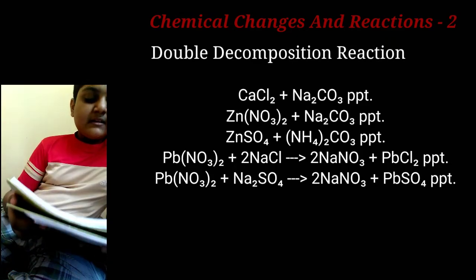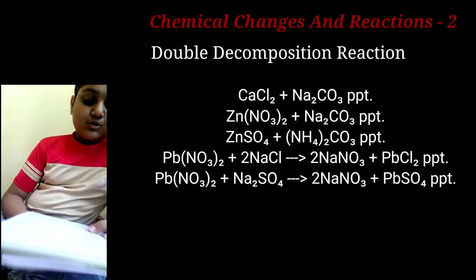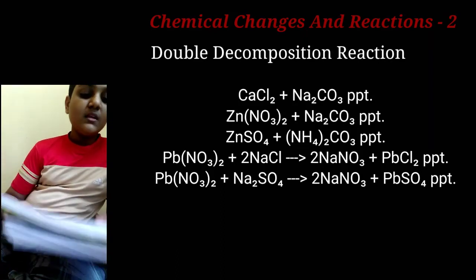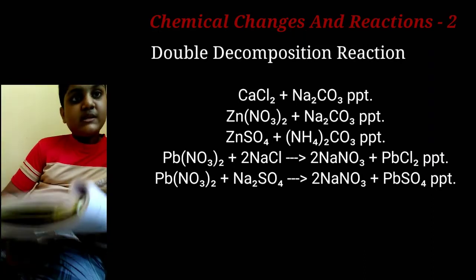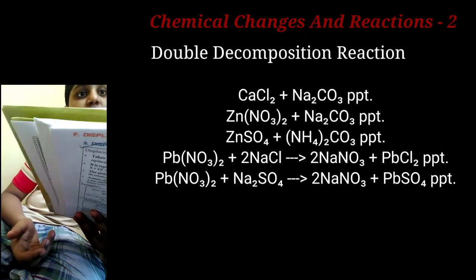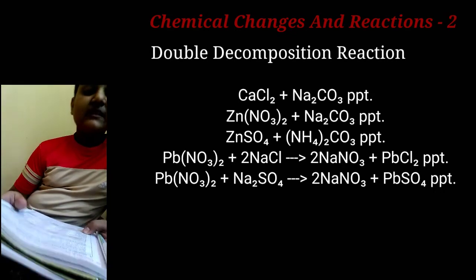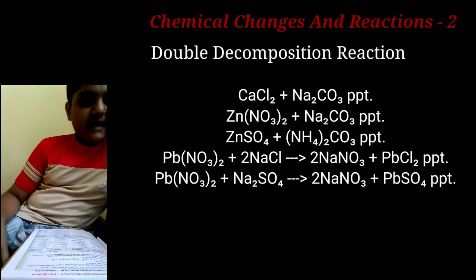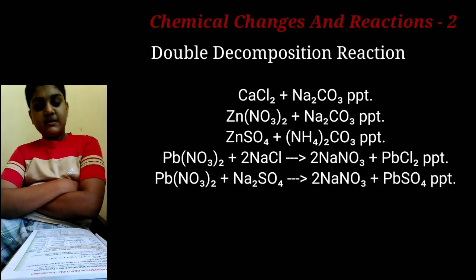Second, zinc nitrate, Zn(NO3)2, plus Na2CO3 gives NaNO3 plus ZnCO3. ZnCO3, zinc carbonate, is a precipitate here. Third, ZnSO4 plus (NH4)2CO3 gives (NH4)2SO4 plus ZnCO3. Fourth one, Pb(NO3)2 plus NaCl gives NaNO3 plus PbCl2. PbCl2 is the precipitate. And Pb(NO3)2 plus Na2SO4 gives NaNO3 plus PbSO4. PbSO4, lead sulfate, is the precipitate.